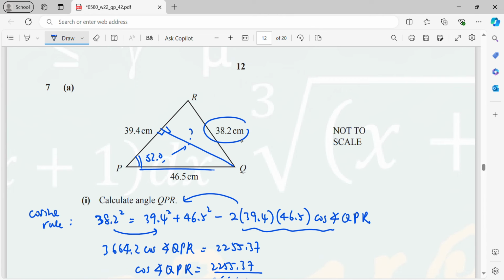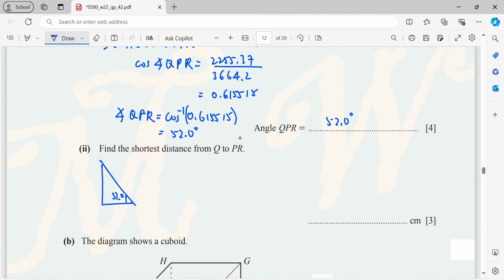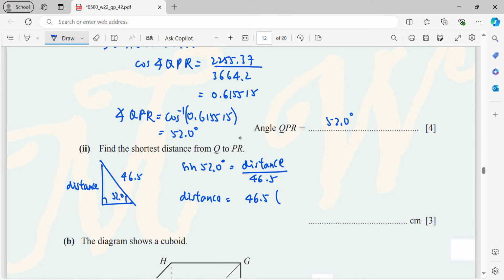Then the hypotenuse is 46.5. The opposite is the distance. So obviously opposite and hypotenuse, there is sine. So I will write sine 52.0 degrees equals distance over 46.5. So your distance is the multiplication of 2 numbers. That is going to be 36.64, which is to 3 significant figures, 36.6 centimeters.